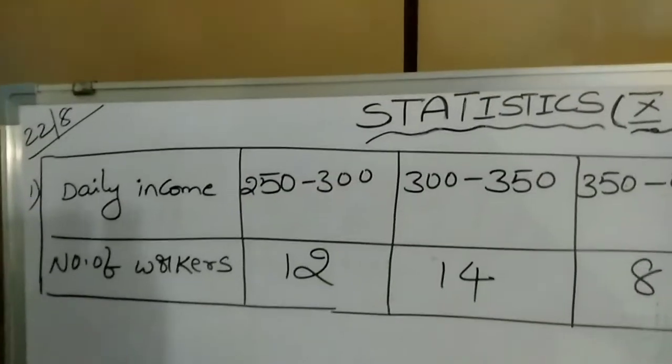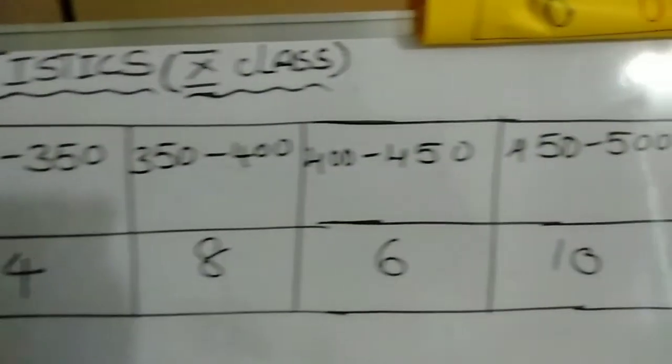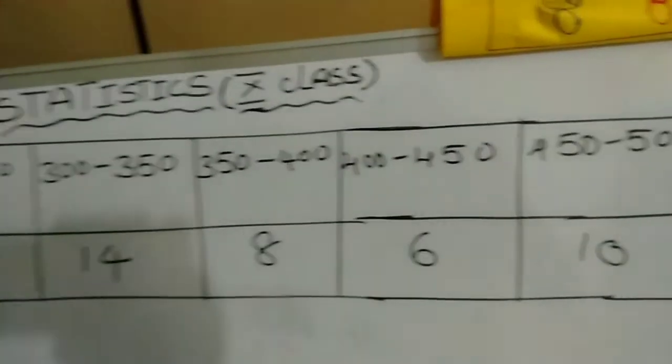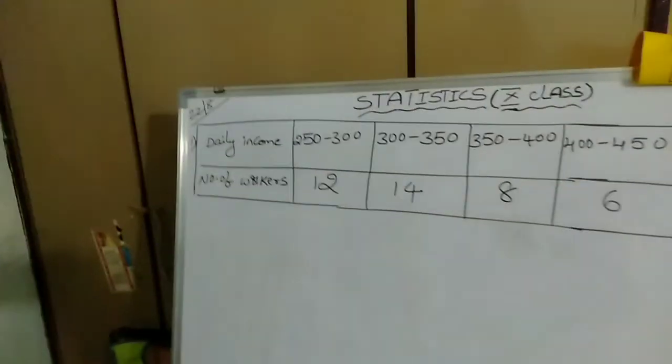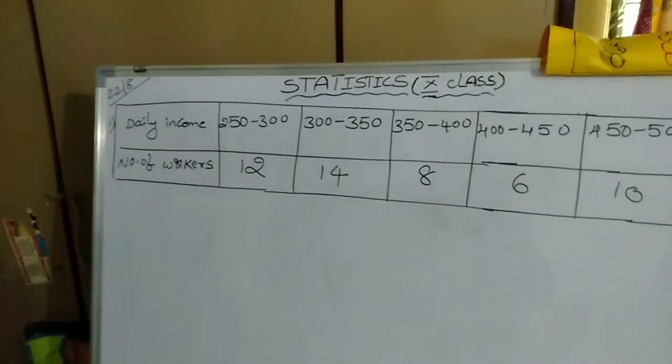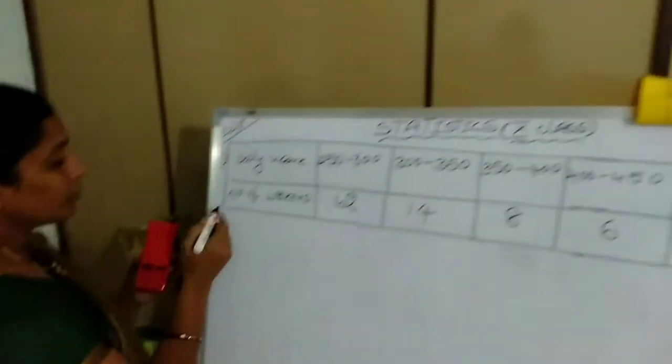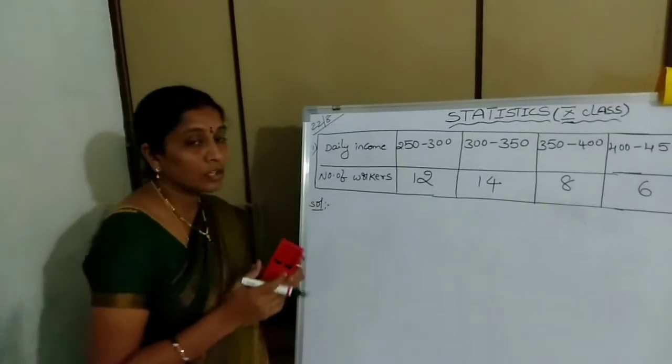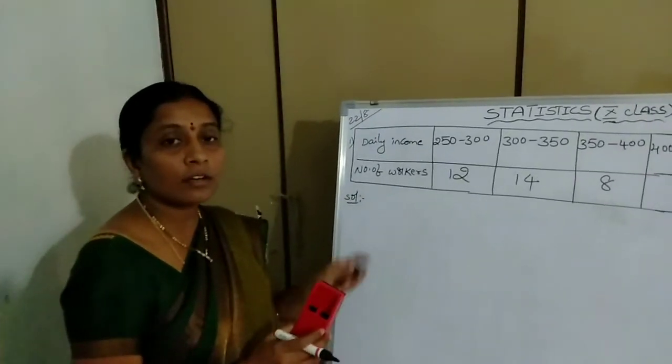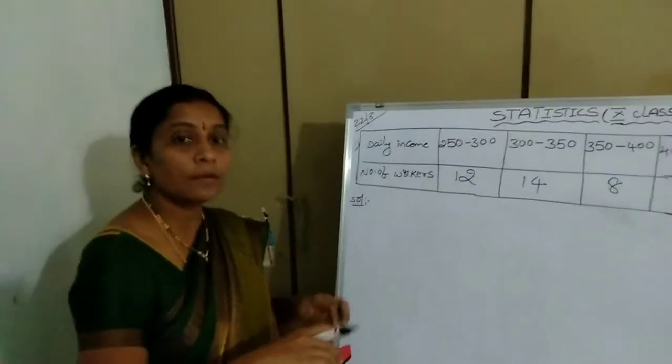So this is the given data. We can construct the less than type cumulative frequency distribution for this data and also draw its ogive. So first of all, this is the given problem. Before going to the solution, we can't directly draw the graphical representation. First of all, we prepare the construction table like this.